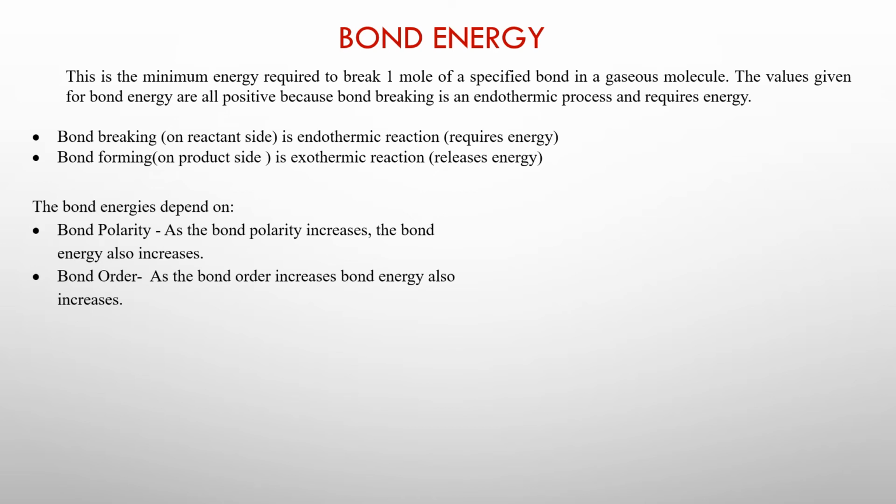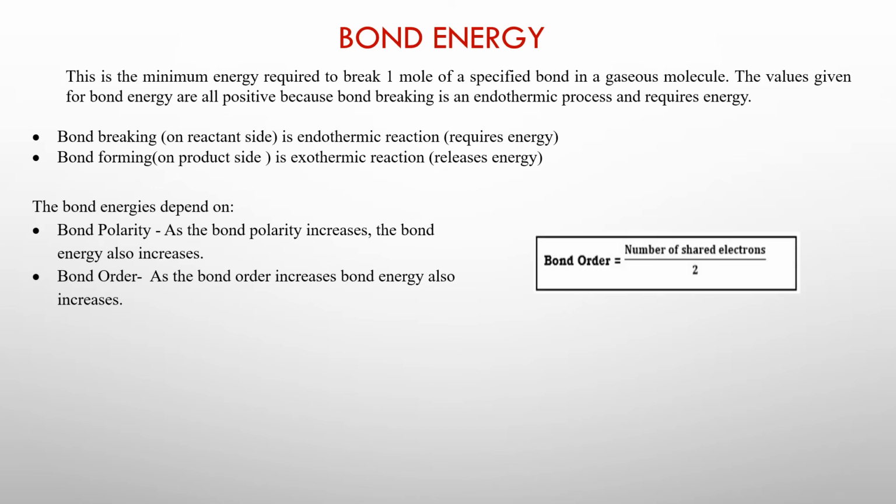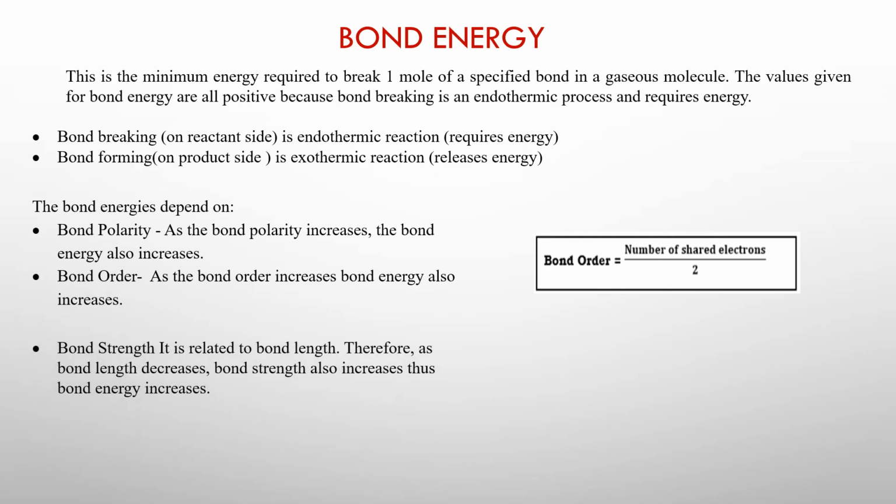Now, bond order can be calculated using this formula: number of shared electrons divided by 2, and you will get a certain number. That number will tell you whether the bond is a single, double or triple bond in the molecule. Okay. So, the third factor which affects the bond energy is the bond strength. If the bond length is shorter, it is going to be a stronger bond. Therefore, a lot of energy is going to be required to break the bond. So we will expect the bond energy to be higher for shorter bond length.